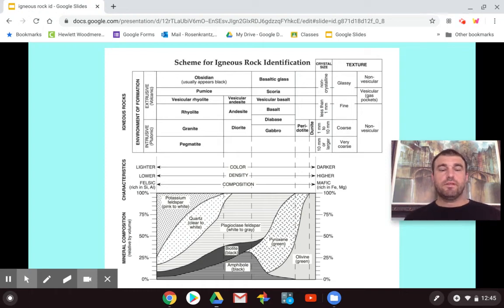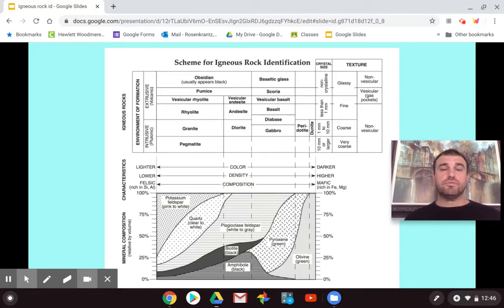Hey everybody. Today's lesson is on how to identify igneous rocks. We're going to spend a lot of time interpreting this chart called the Scheme for Igneous Rock Identification. I included this chart in your Google Classroom assignment, so you should bring it up and pay attention to it as you watch this video.